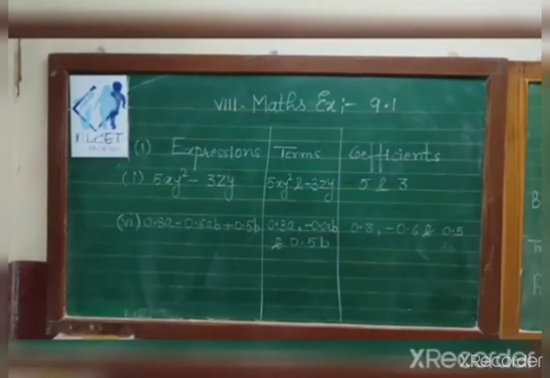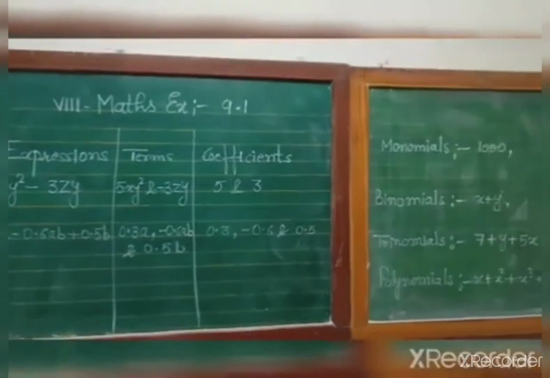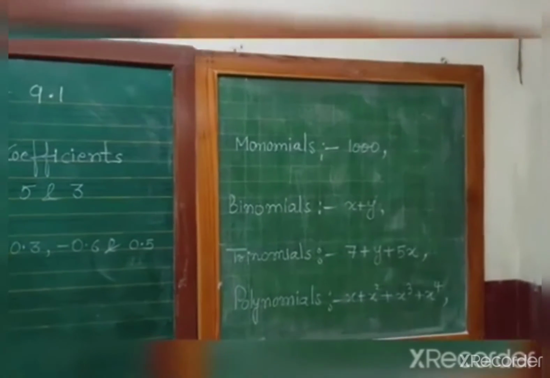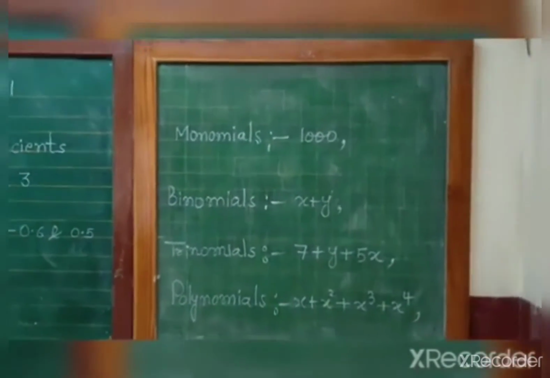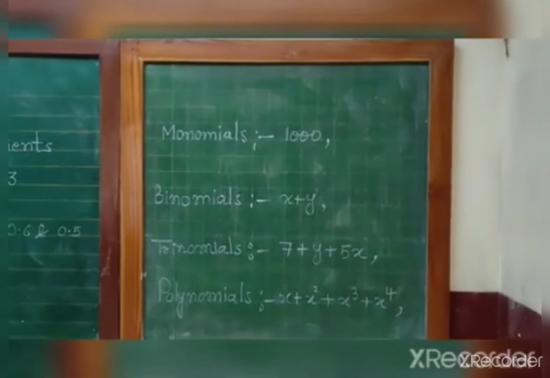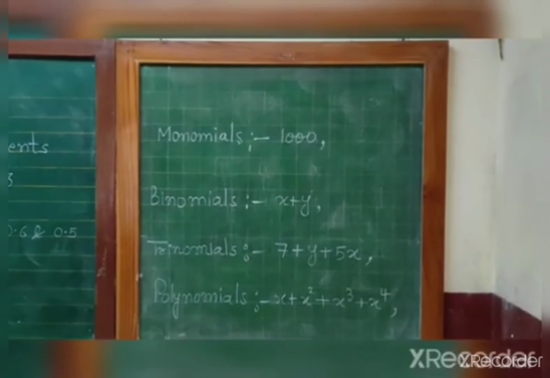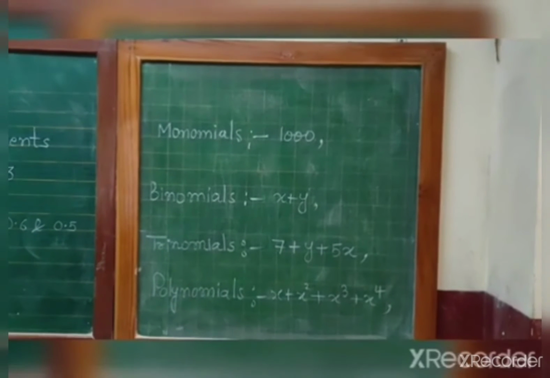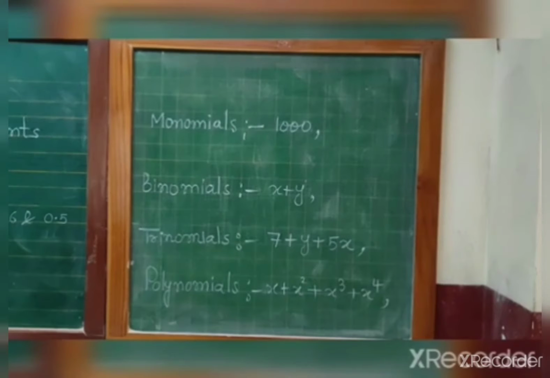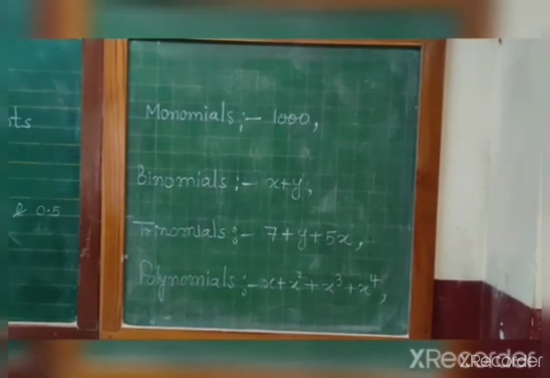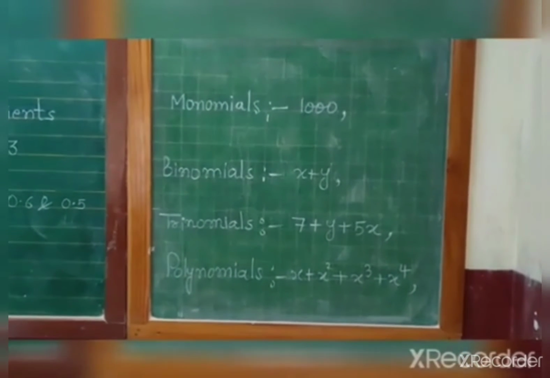Now in the second question, we have to find the monomials. Many expressions are given, and from them we have to find monomials, binomials, trinomials, and those that do not fit in the category of trinomials. Those with more than 3 terms we will collect in the category of polynomials.